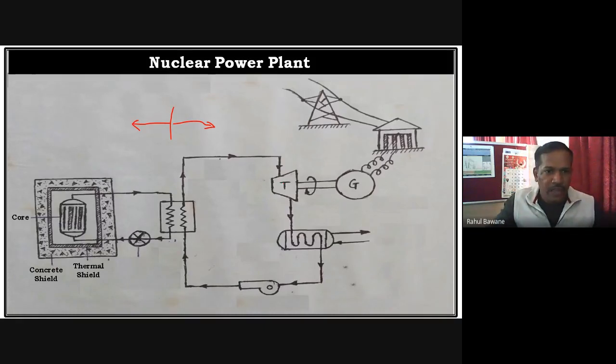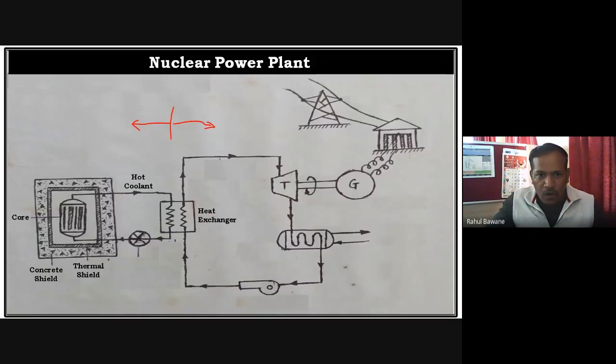So the core, where we have nuclear fuel, generates heat. This core is surrounded by a thermal shield, and the thermal shield is surrounded by a heavy cement concrete shield. Okay, the thermal shield is used to restrict the thermal radiation, and the concrete shield is used to restrict the radioactivity radiations. Now we have to supply a coolant to cool down this reactor core, so that coolant becomes hot, and the hot coolant is passed through a heat exchanger.